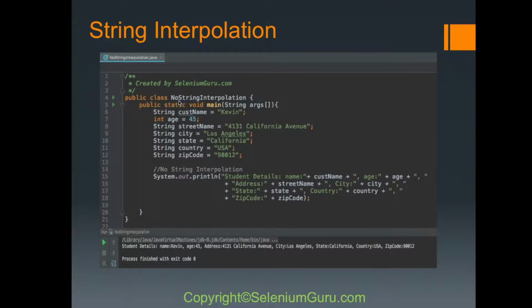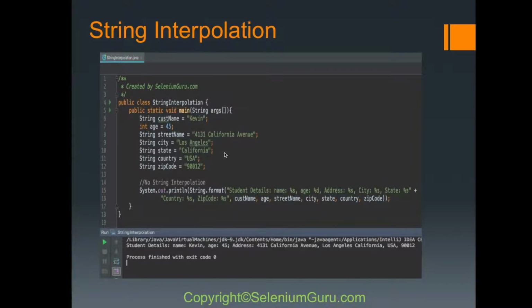This one example here is with no string interpolation. Now let's look at the string interpolation example. I've got the same variables, and I'm doing System.out.println. Now look at this one here, String.format. I'm using this format method of the String class. With String.format, I've got the student details just like before, and a name with this colon. Here I want to print out this customer name, so I'm saying, just put this percentage sign S. It means that I'm referring to this one here.